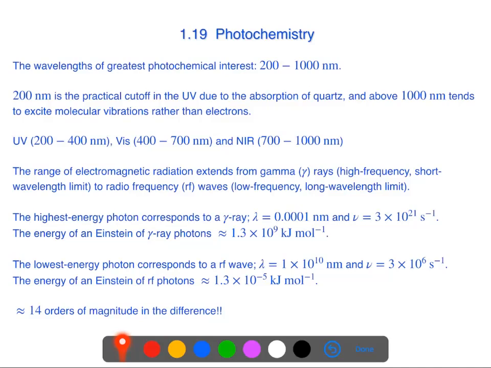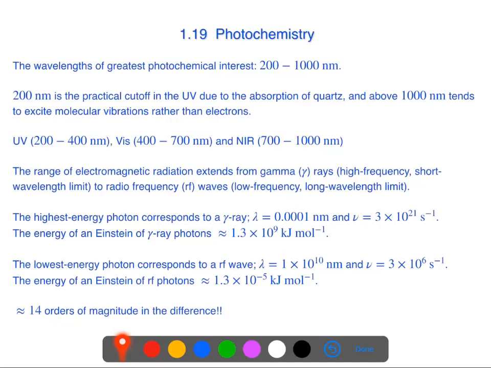Now, the highest energy photon corresponds to a gamma ray with a wavelength of 0.0001 nanometers and a frequency of 3 × 10⁻21 per second. The energy of an Einstein of gamma photons is on the order of 1.3 × 10⁹ kilojoules per mole.